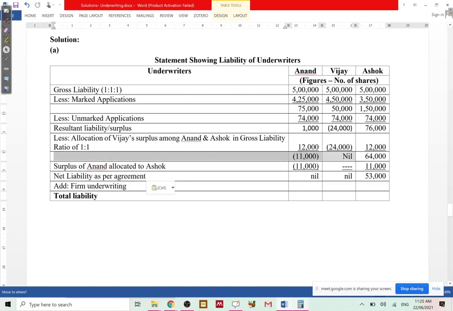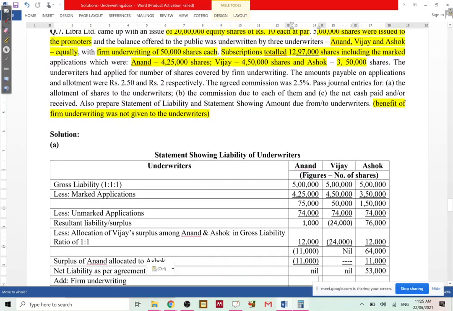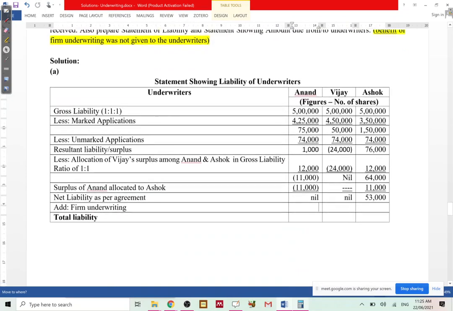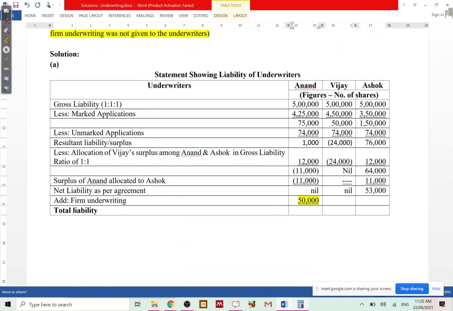This is again surplus, right? Surplus and liability. So firm underwriting, add them back, 50,000 shares each of firm underwriting. So 50,000, 50,000 and 50,000. Is that fine? So after adding, what we get is the total liability 50, 50, and only in the last case it is 1,03,000, the total liability. Is this clear?